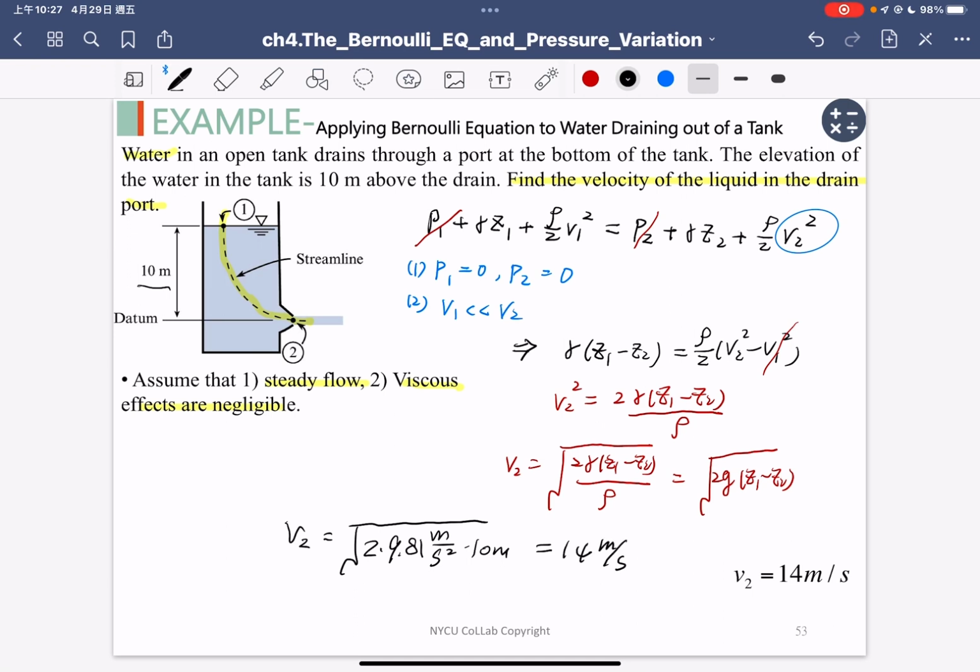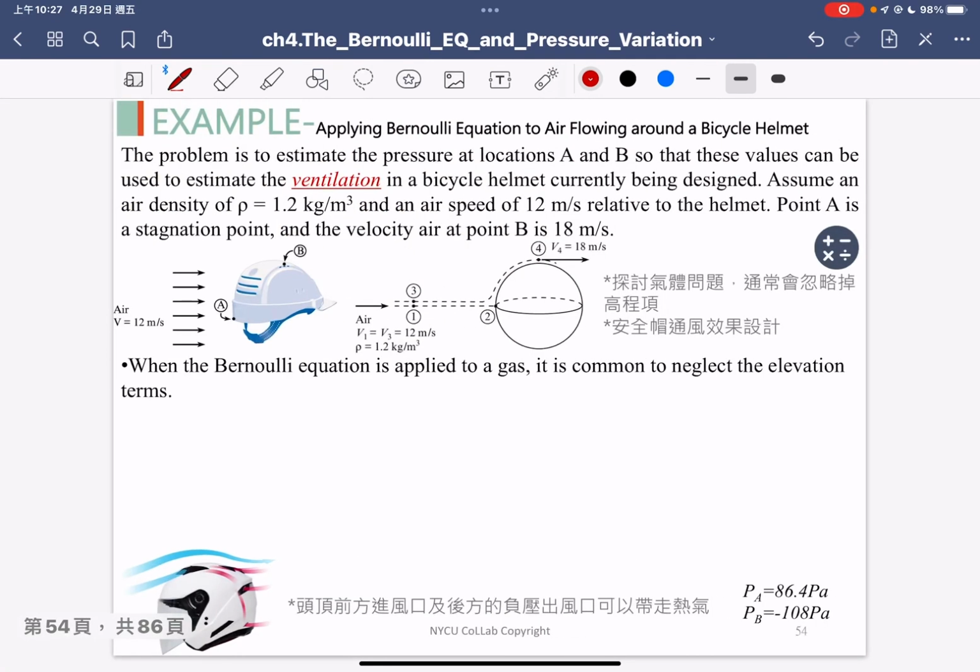Okay, so this is a very simple idea. If you have liquid in a tank, and you create a hole at the bottom, you can compute how fast the velocity flows out at the port. Okay, so this is our very simple exercise to apply the Bernoulli equation. And then the second exercise for the Bernoulli is quite important.